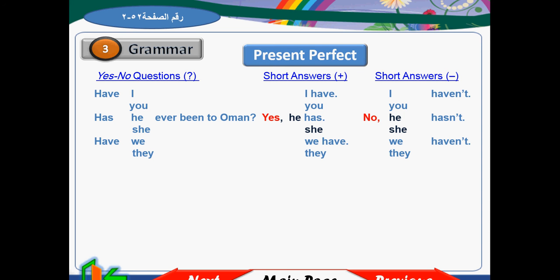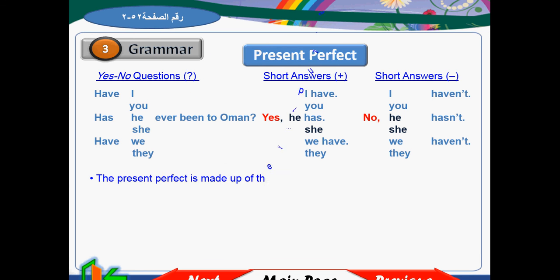And the answer will be short. You have to use yes or no. Yes, I have. Yes, you have. Yes, he has. Yes, she has. Or you can say no, I haven't. No, you haven't. No, he hasn't. No, she hasn't. Okay, easy, right?